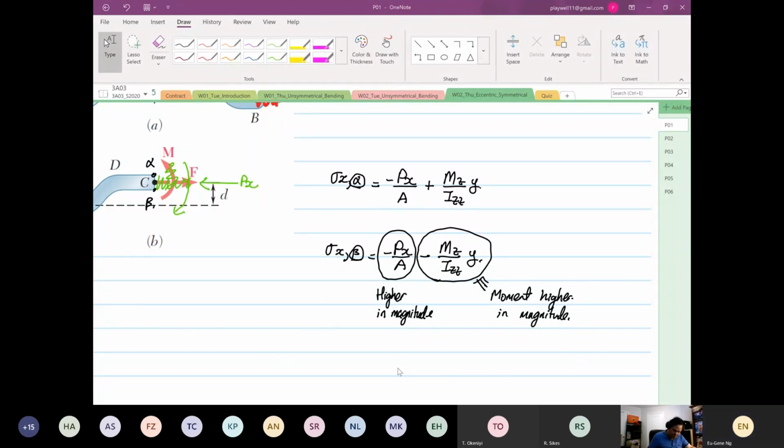The moment. Why? You're right, because you're multiplying by an additional term. Because you have the lever arm and you're multiplying by an additional term. Okay, you are absolutely right.